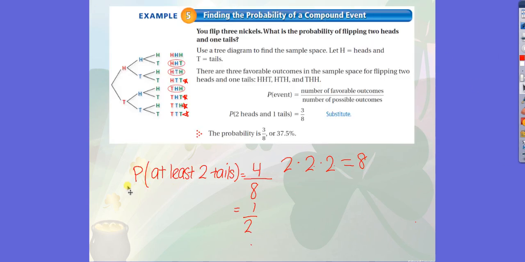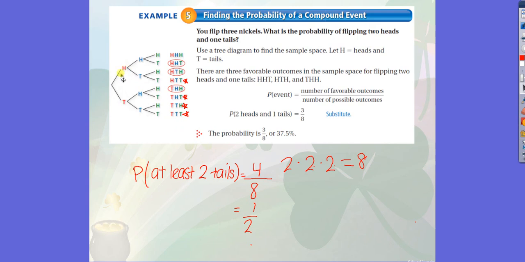Coins are a different story, and they become really tricky. You can still find the number of possible outcomes by multiplying. So 3 nickels, 2 times 2 times 2 is 8 total outcomes. But to figure out at least 2 heads and 1 tails, a tree diagram I think is about the only way most of you are going to be able to organize this information to see the pattern.